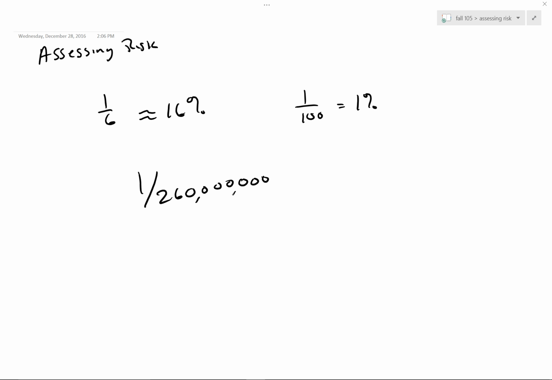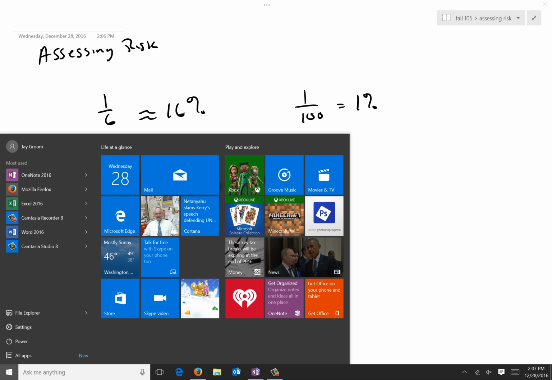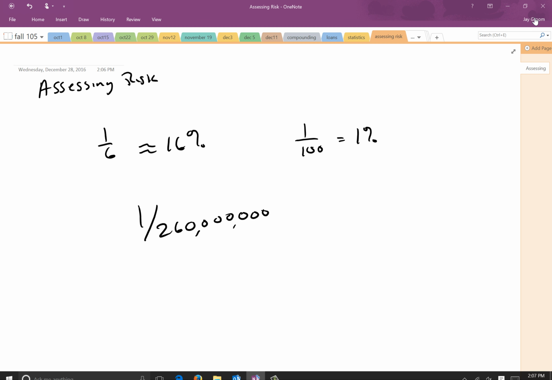So if a person said, listen, I would like to see it as a percentage, well, 1 out of 6 is about 16%. Okay? And 1 out of 100, of course, is 1%. That's easy. What if it's 1 in 260 million? Well, 1 in 260 million is a teeny tiny percent. One that we could actually figure out if we opened up our calculator.